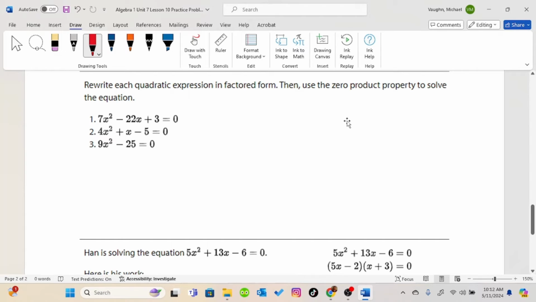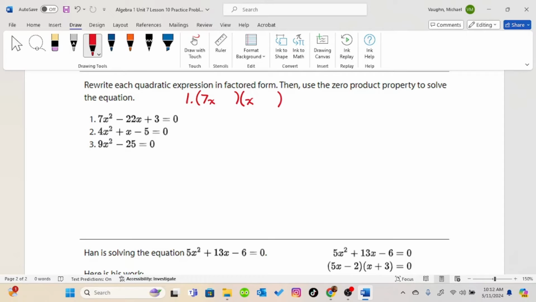Next practice problem. Rewrite each quadratic expression in factored form. Then use the zero product property to solve the equation. For number 1, I know that I need to create 7x squared, and the only factors of 7 are 1 and 7. So I'm going to say 7x times x.